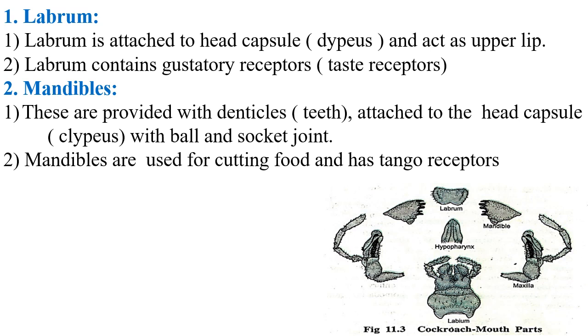Now tango receptor stands for touch receptor. The food material that comes in contact with the mandible can be recognized and then the cockroach is able to decide whether it is to be engulfed or not. So mandibles contain the tango receptors.